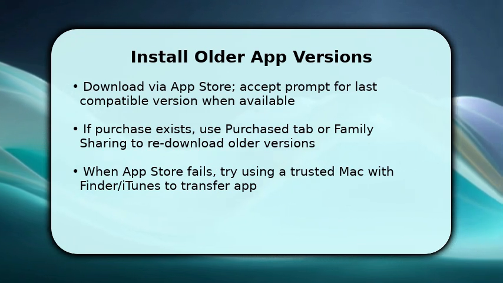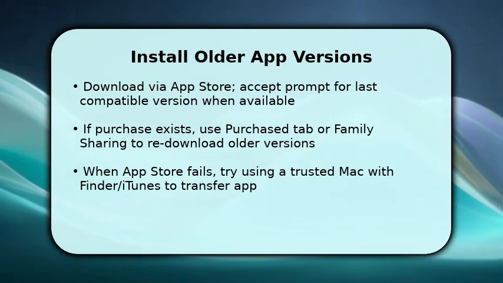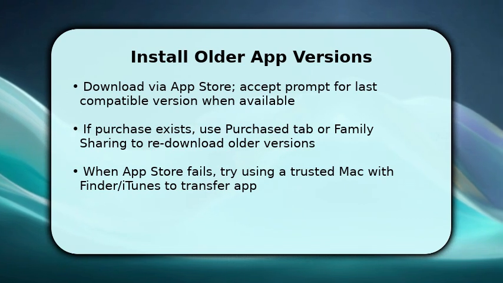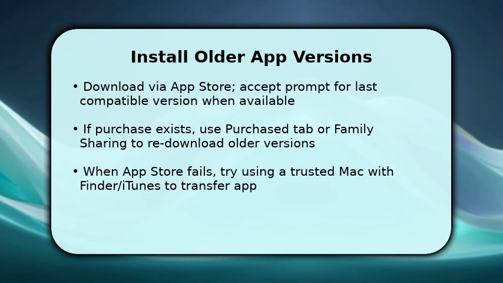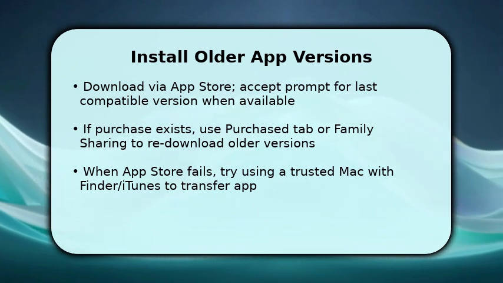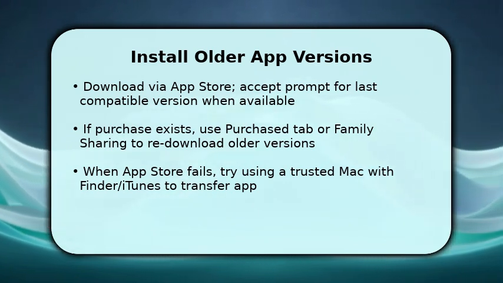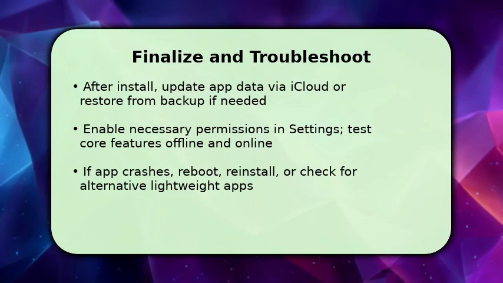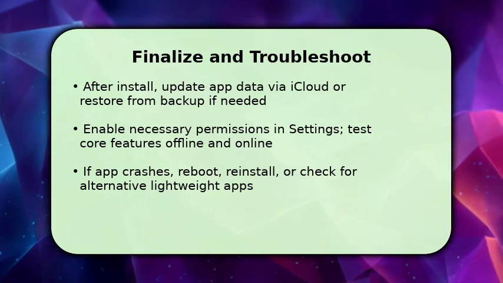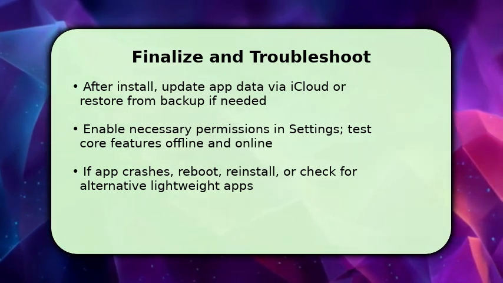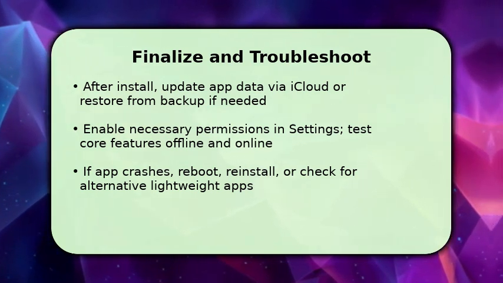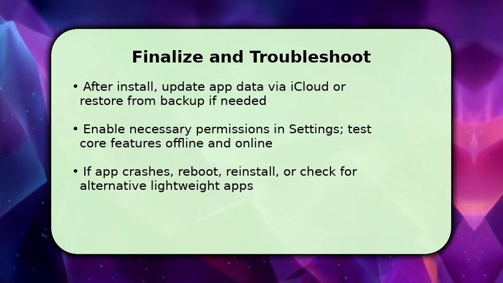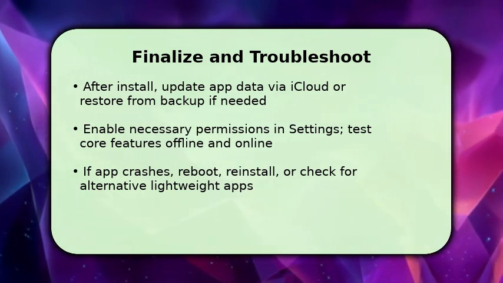When the App Store blocks installation, use a Mac with Finder or older iTunes to download an IPA tied to your Apple ID and sync it to the iPad, because direct transfer can bypass App Store version checks. Finish by granting permissions in Settings and restoring any app data from iCloud or a local backup so the app functions correctly. Test key features both online and offline to spot dependencies on newer OS features.